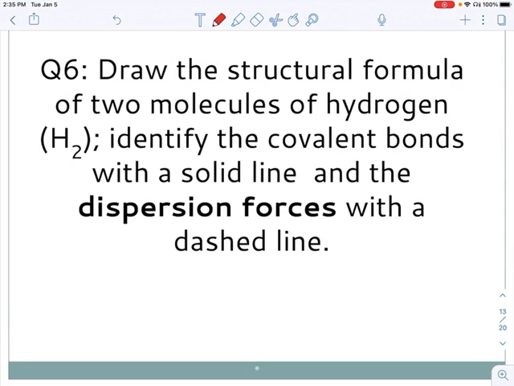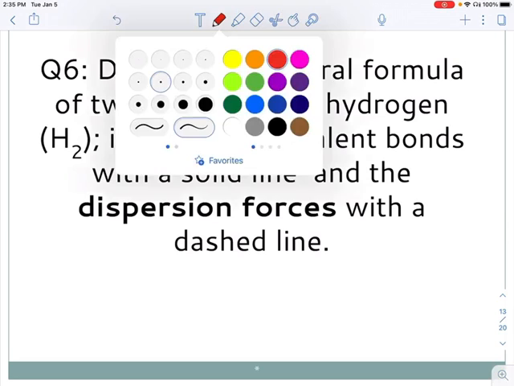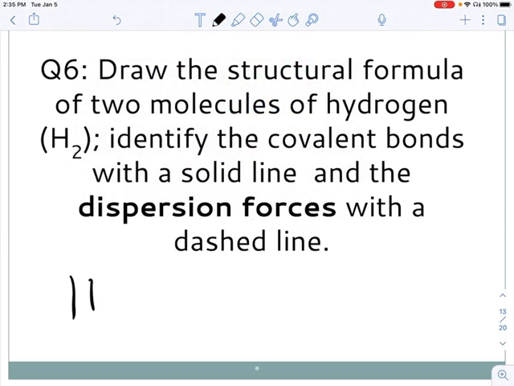Okay, this question. Draw the structural formula of two molecules of hydrogen. Identify the covalent bonds with a solid line and the dispersion forces with a dashed line. So we learned how to draw hydrogen last unit. So we can draw a hydrogen molecule just like this. Remember, there is one pair of electrons being shared between these hydrogen atoms.